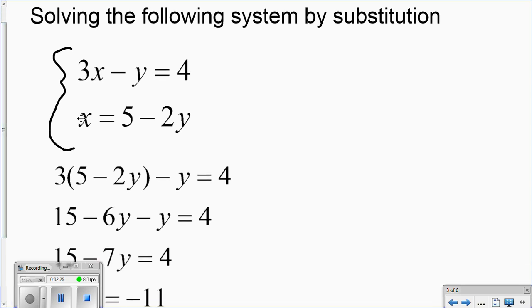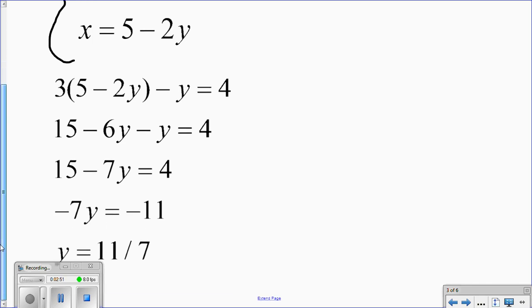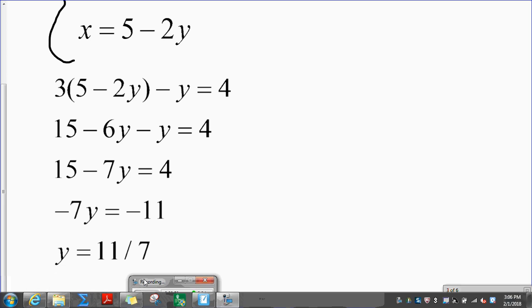3 times 5 gives me 15. 3 times 2y gives me negative 6y. I have the minus y equals 4. I combine my like terms, so that becomes negative 7y. So now I have 15 minus 7y equals 4. Subtract 15 from both sides. I get negative 7y equals negative 11. Divide everything by negative 7. I end up getting y is equal to 11 sevenths. Now, this answer is very ugly, but it's true.